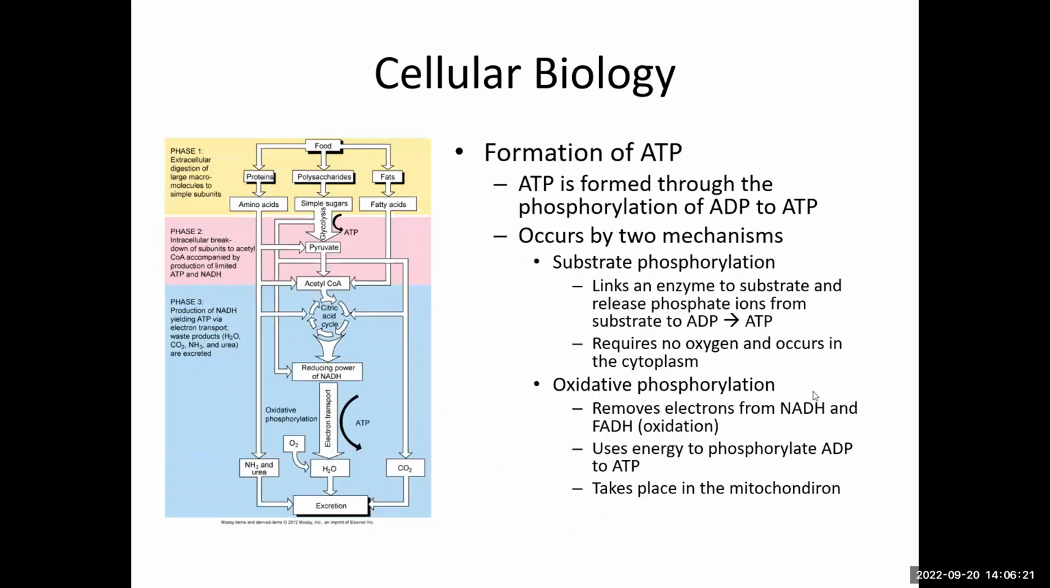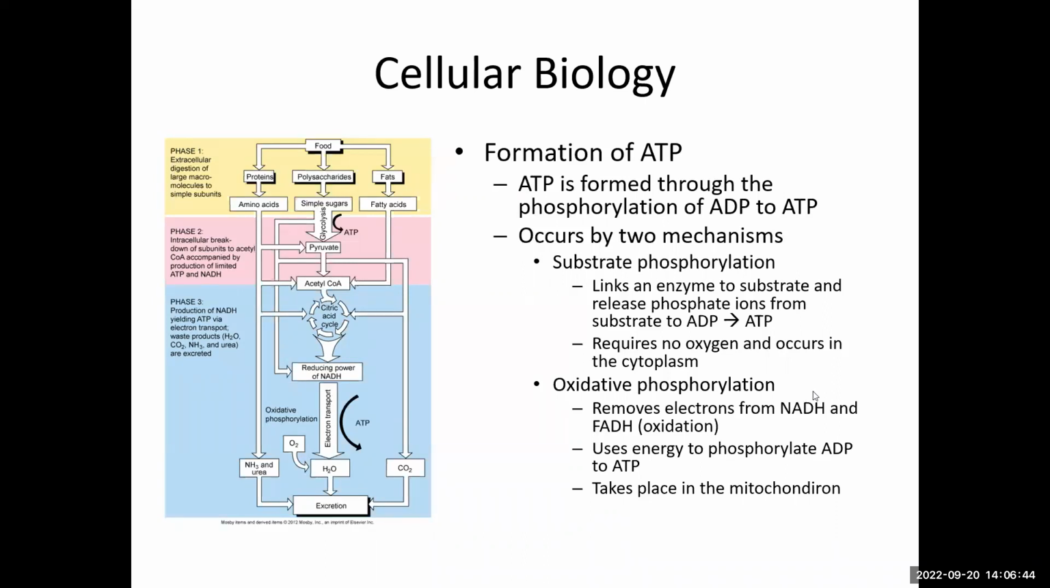When we look at the process of ATP formation, we are essentially going through what we call phosphorylation, where we're adding a phosphate to ADP. ADP is adenosine diphosphate, and then we're converting that to ATP through adding a third phosphate, so we end up with ATP, or adenosine triphosphate.